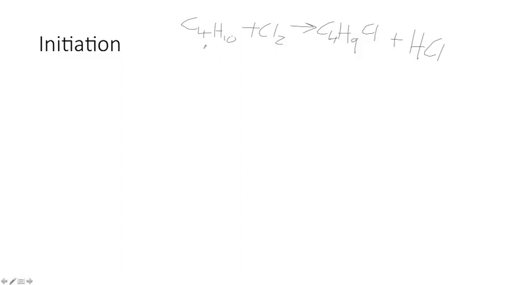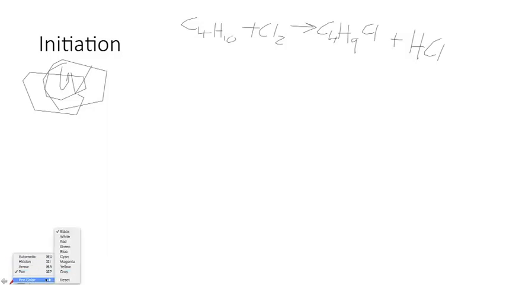So as you can see, this group here has lost one hydrogen and you replaced it with a chlorine here. So that's the substitution part, obviously. So the first step is the initiation, and what you need for this is UV light. It's very important.